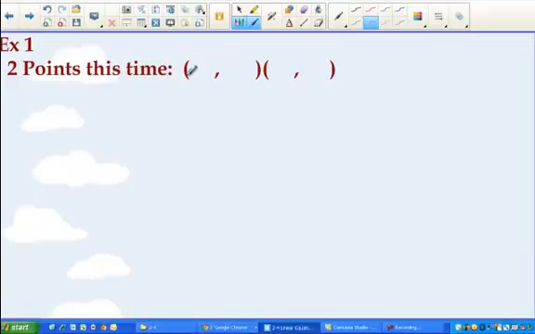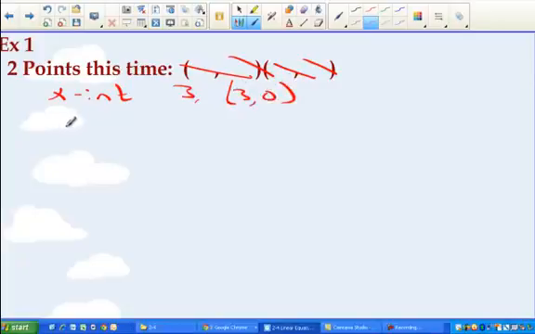Alright, instead of doing 2 points this time, let's do something a little more interesting. Let's do an x-intercept. And let's pick something like 3. So x-intercept of 3. And I put a comma because I want to write then what that means. That means 3 comma 0. And let's pick a y-intercept.